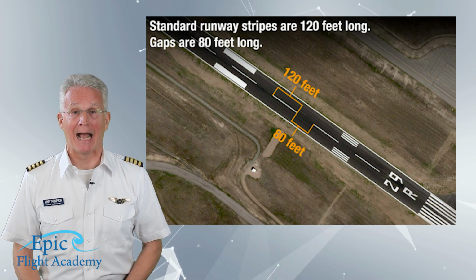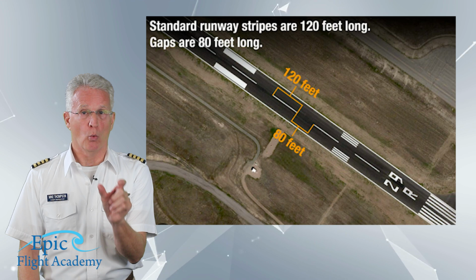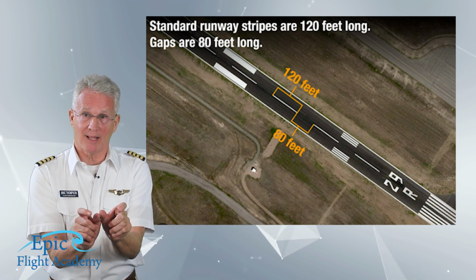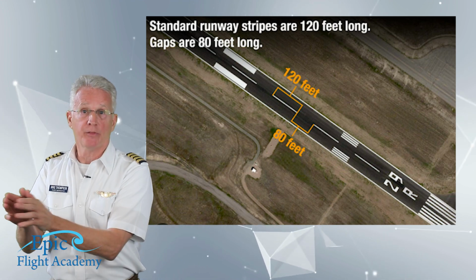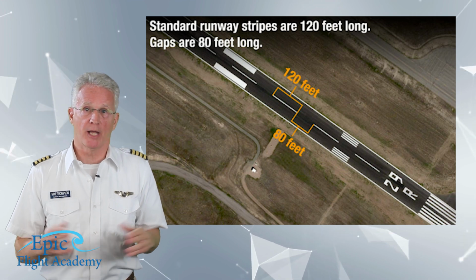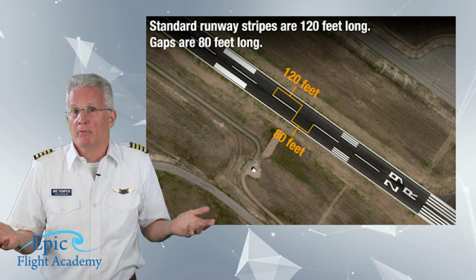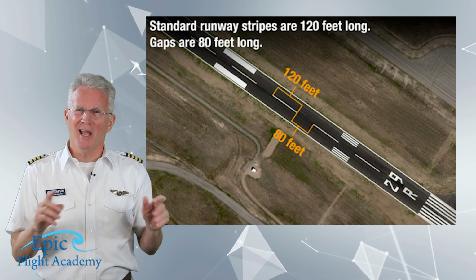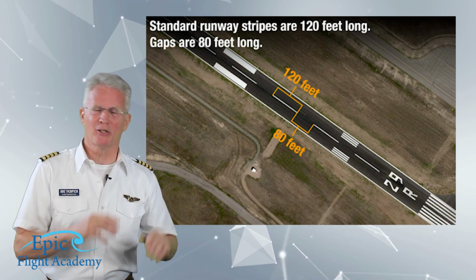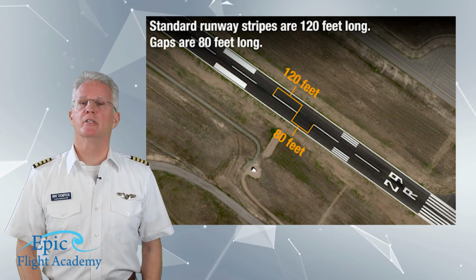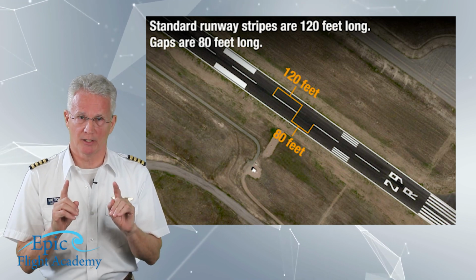So I will aim one stripe plus one gap back from the top of the third stripe. That's 200 feet. With these winds, that's going to get me pretty close. Remember, this is a judgment thing.